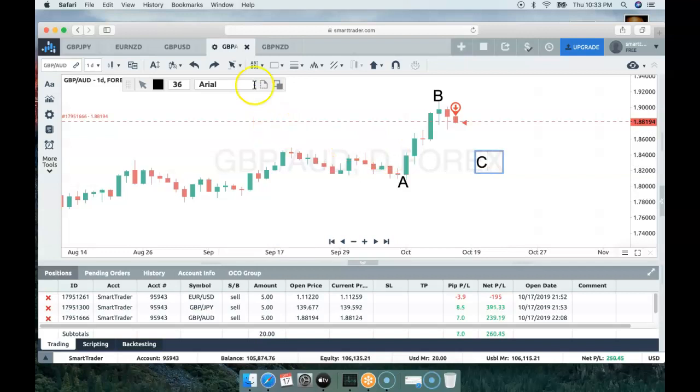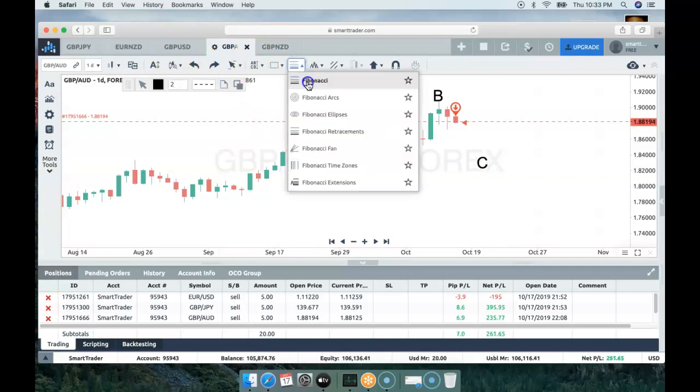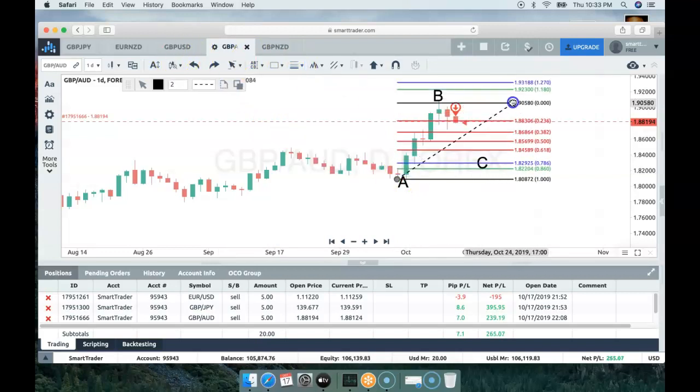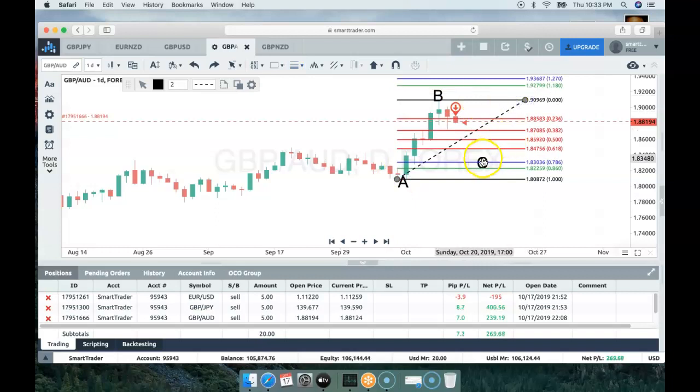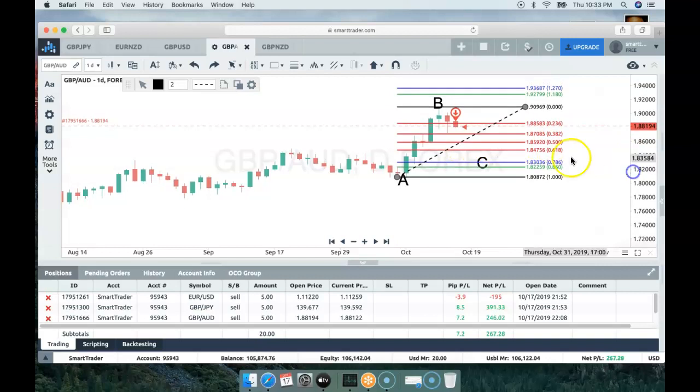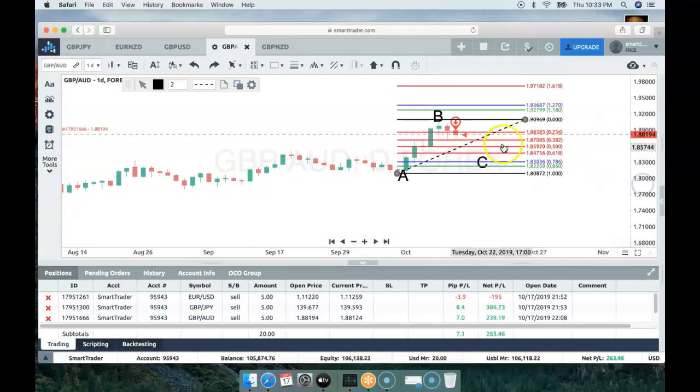So once it hits C, let me put up the Fibonacci tool, swing low to swing high. And once it hits anywhere along these levels, if it bounces off the red level here, we're going to be buying and targeting the red level up here. If it bounces off the blue or the green, then we're going to be targeting the blue or the green area.